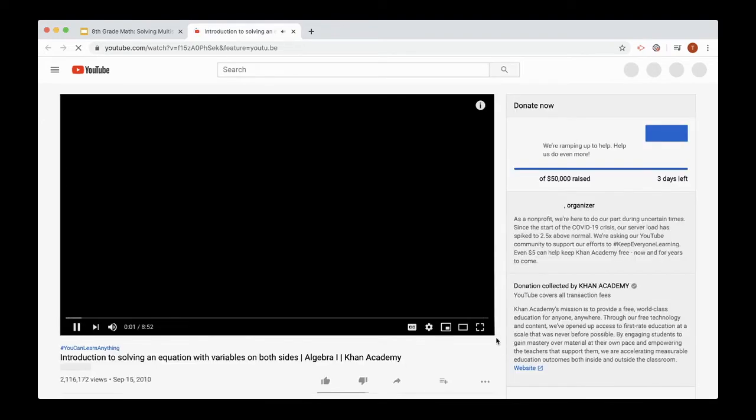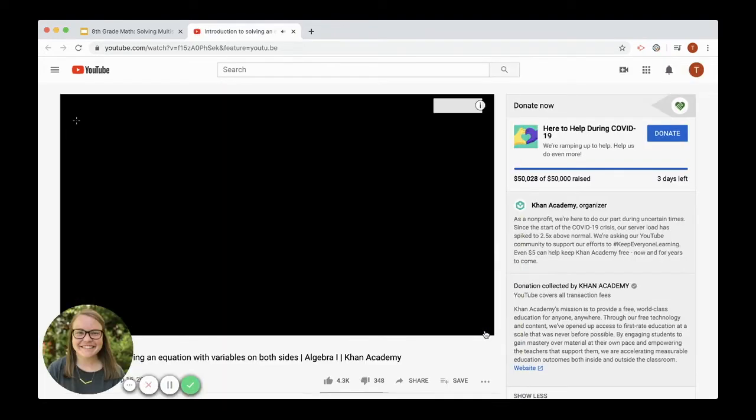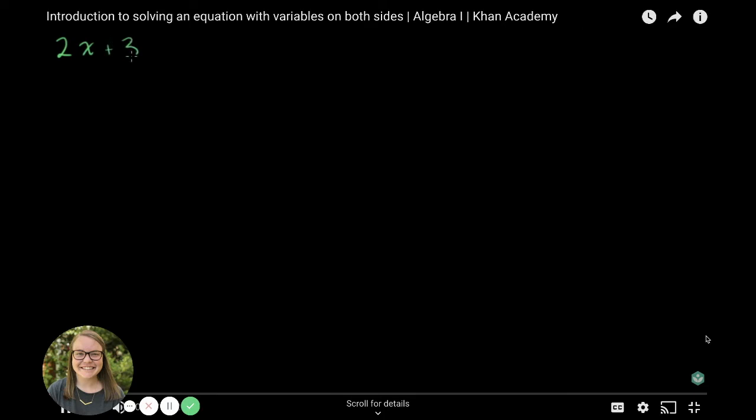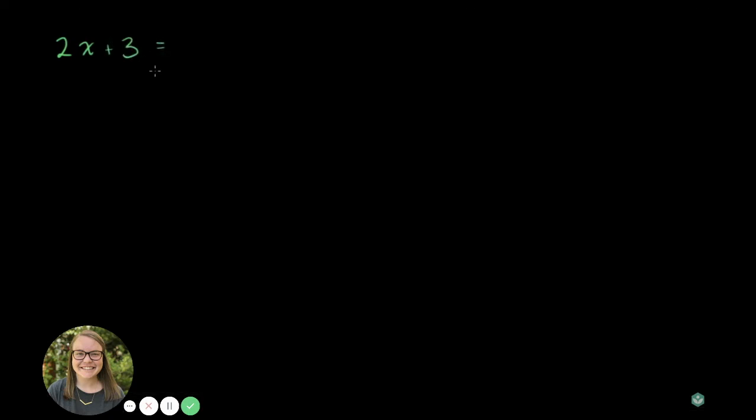Let's try to solve a more involved equation. So let's say that we have 2x plus 3 is equal to 5x minus 2. This might look a little daunting at first. We have x's on both sides of the equation. We're adding and subtracting numbers. How do you solve it?